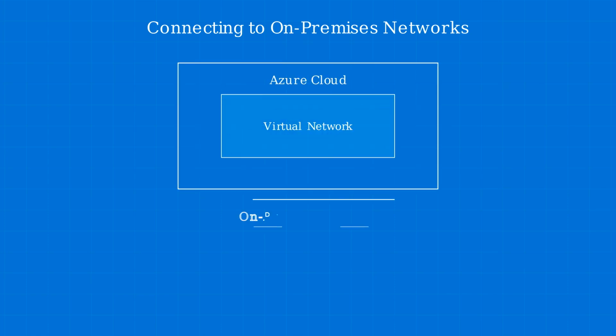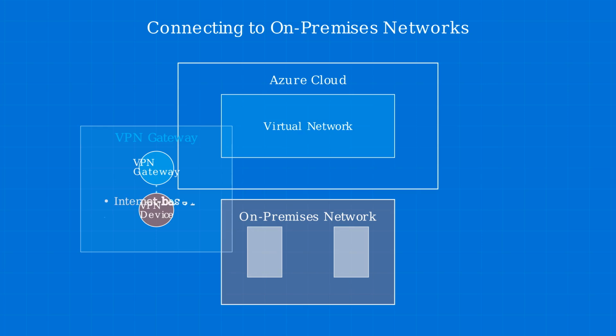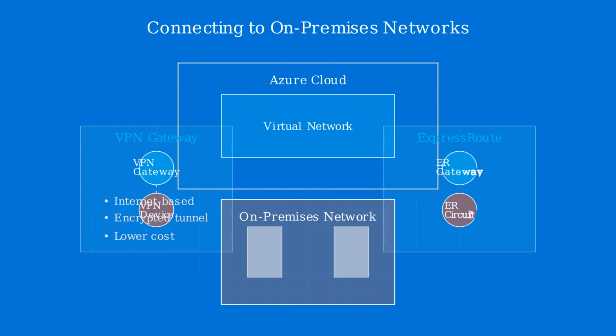Azure Virtual Networks can connect to on-premises environments, enabling hybrid cloud solutions. One method to connect your Azure Virtual Network to on-premises is using a VPN gateway. This establishes an encrypted tunnel over the internet. Alternatively, ExpressRoute provides a private, dedicated connection to Azure that doesn't travel over the public internet, offering higher reliability and lower latency.